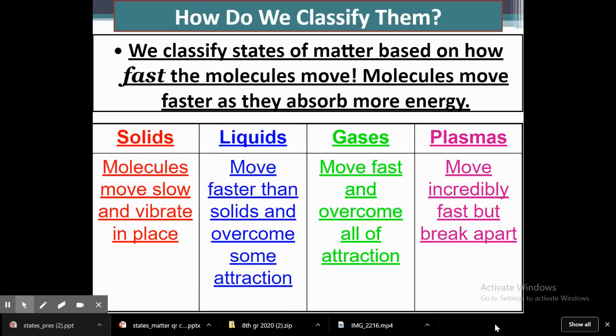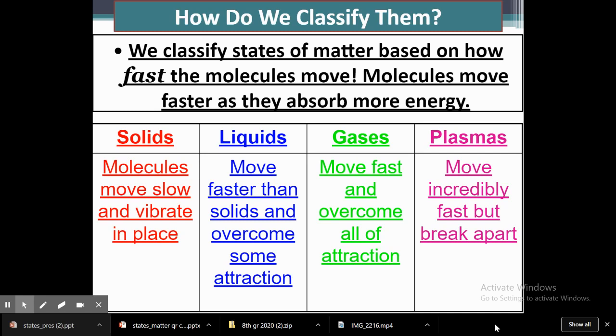All right, let's wrap this up. We classify states of matter based on how fast the molecules move. Molecules move faster as they absorb more energy, heat. All right. In a solid, molecules move slow and vibrate in place. They have the least amount of energy.